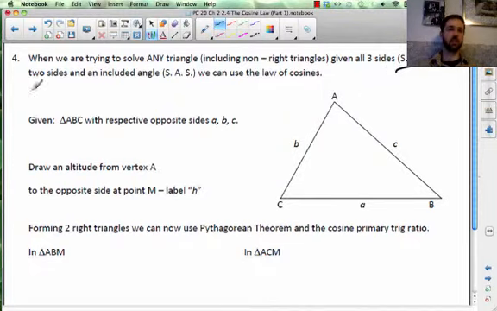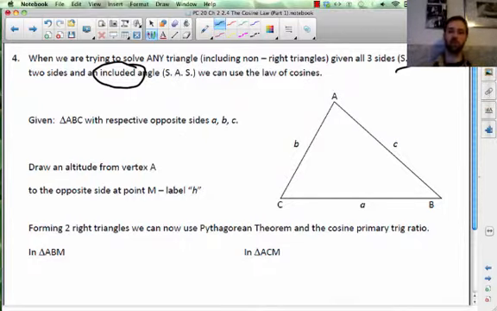So when we're trying to solve any triangle, including non-right triangles, given all three sides, so this is the side-side-side case, or two sides and an included angle. Now you notice how this is different from when we use the sine law. We used the sine law when we were given angle, side, so that angle wasn't included. This is now side, angle, side, so two sides sandwiching a known angle. That's when we can use the law of cosines. If you're ever in doubt, just try one, and if it doesn't work, if you find you don't have what you need, try the other one.